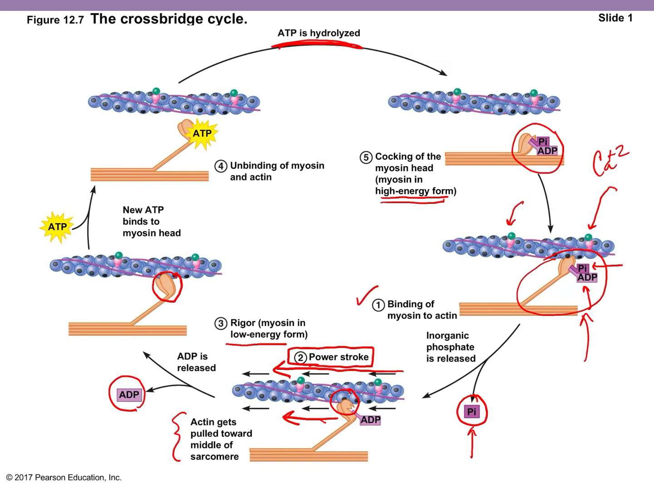And that high energy form actually has a higher affinity to actin than the low energy form. So it's going to bind to the actin, and then the process starts over again. This is called the crossbridge cycle, and it's going to go again and again, and that's what causes muscle contraction. So we're contracting the sarcomere and getting the whole muscle to contract.